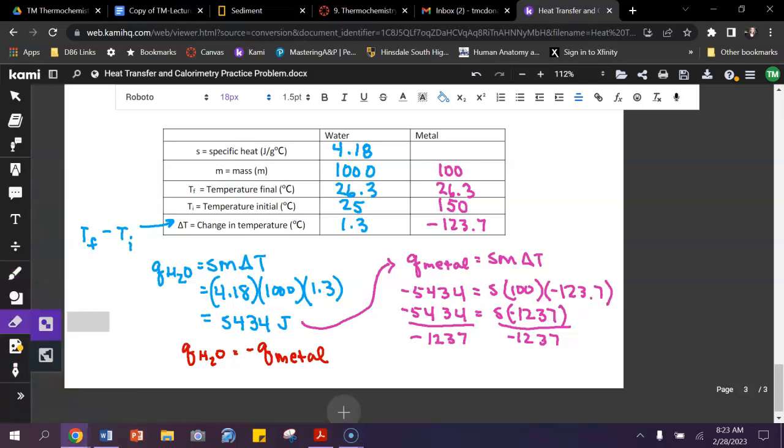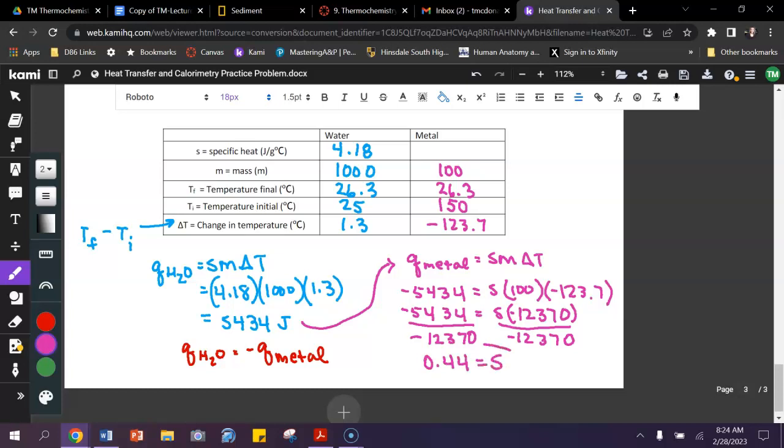I made a little mistake here. So actually 100 times negative 123.7 isn't 1,237, it is 12,370. I thought that number was a little small. Okay, so anyway, after adding my 0 there, now I can do my division. And so my S value is 0.44, which is equal to S. And then I can just plug that up here.